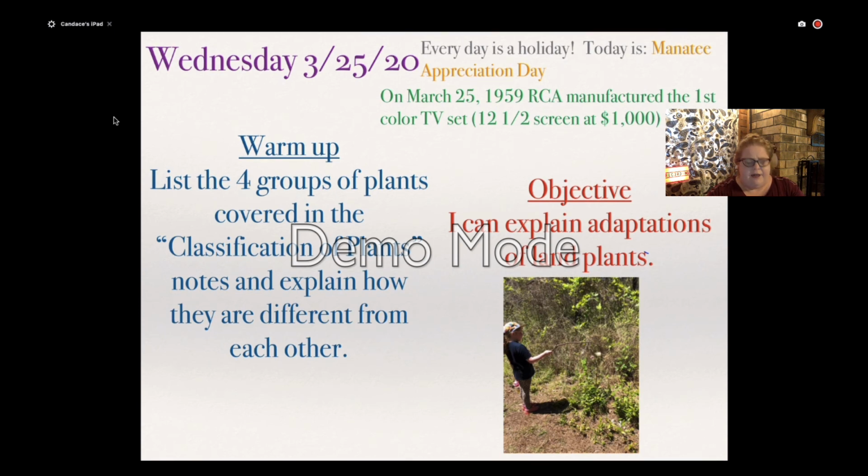So let's go ahead and take a look at our warm up for today. As you're thinking about this, just like we would in class, go ahead and think about it and maybe jot down what you remember from the last lesson about the different groups and how we classify plants and essentially how we could distinguish them or how they're different from each other.